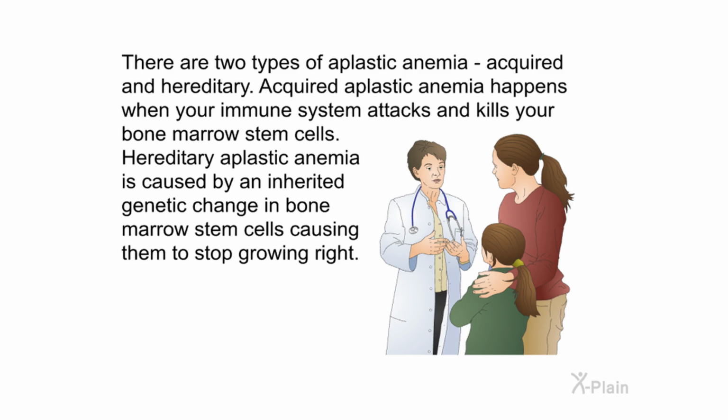There are two types of aplastic anemia, acquired and hereditary. Acquired aplastic anemia happens when your immune system attacks and kills your bone marrow stem cells. Hereditary aplastic anemia is caused by an inherited genetic change in bone marrow stem cells causing them to stop growing right.